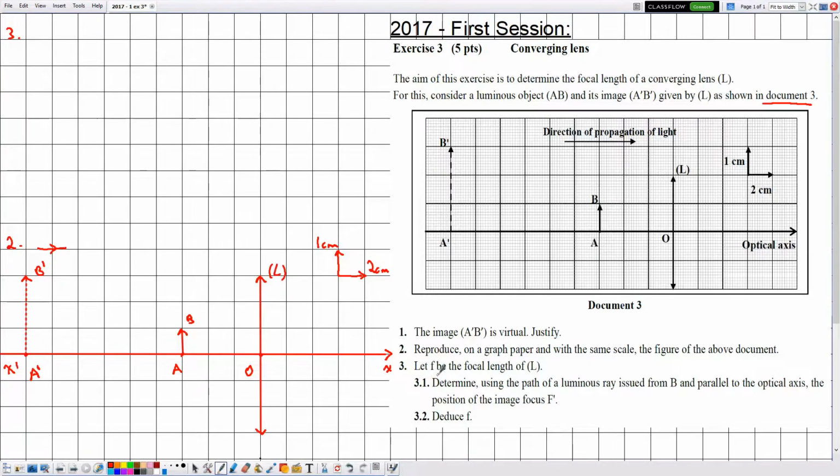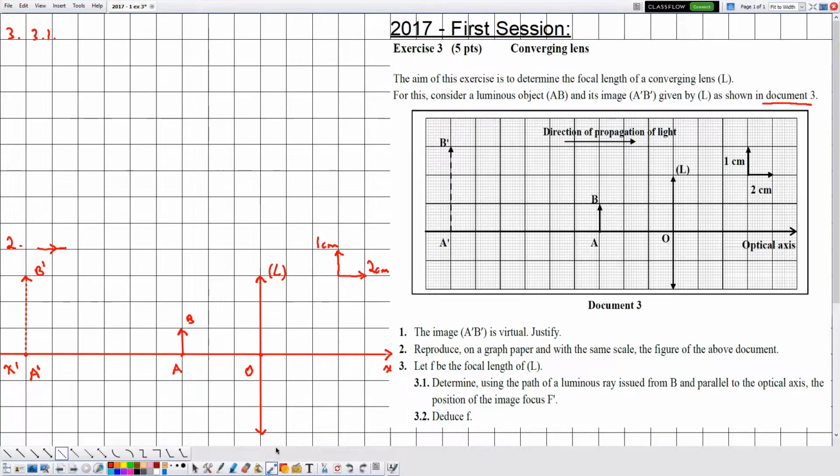Now in number 3 they are telling me let f be the focal length of L. So 3.1, determine using the path of a luminous ray issued from B and parallel to the optical axis the position of the image focus f prime. So we need to trace the path of a luminous ray issued from B and parallel to the optical axis, and using this path we need to determine the position of the image focus f prime. First let's trace the path of this ray. This is an incident ray issued from B and parallel to the optical axis.